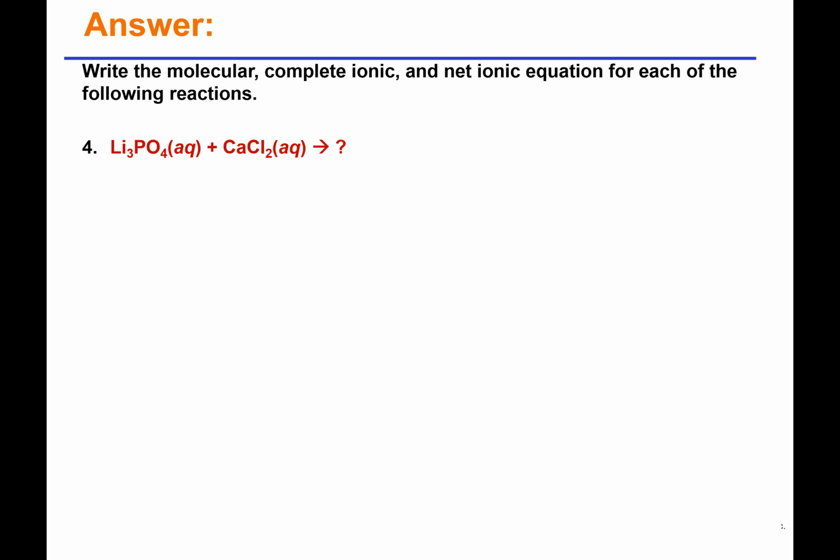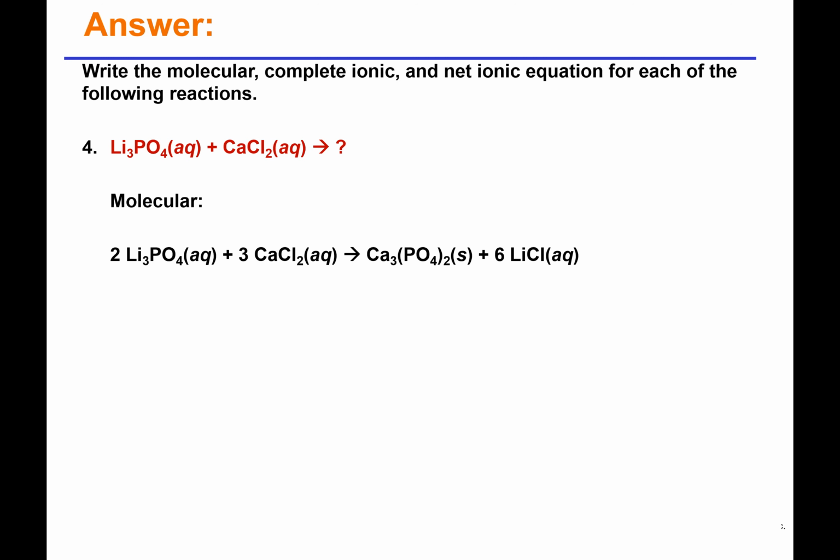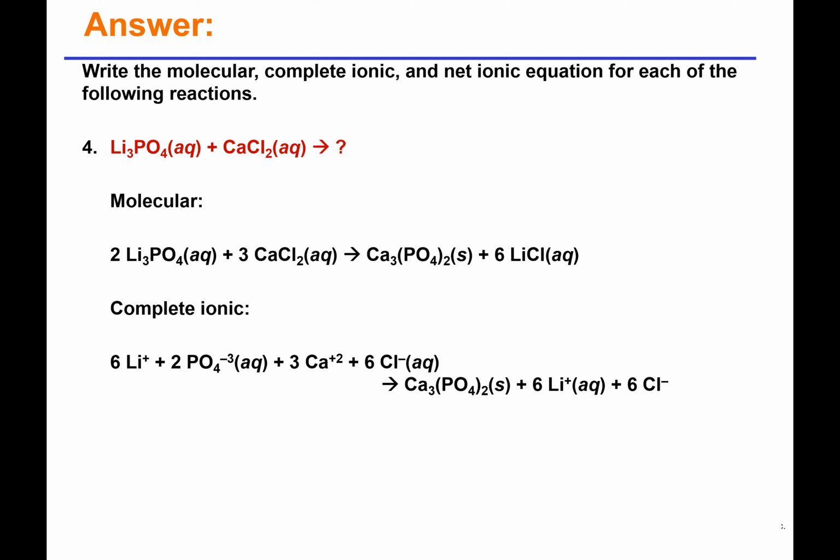Okay, for 4, we have lithium phosphate reacting with calcium chloride. Okay, swap our cations. Look for our insoluble product. Here, this is calcium phosphate. So that's your molecular. For the complete ionic, break everything into ions that can be. Eliminate the spectators to get your net ionic equation.